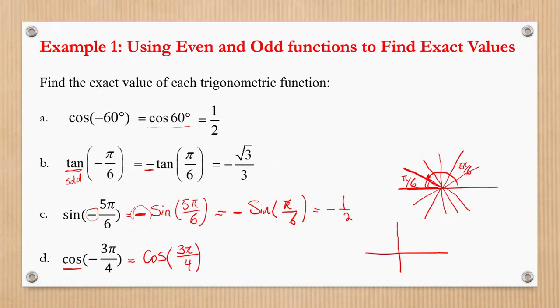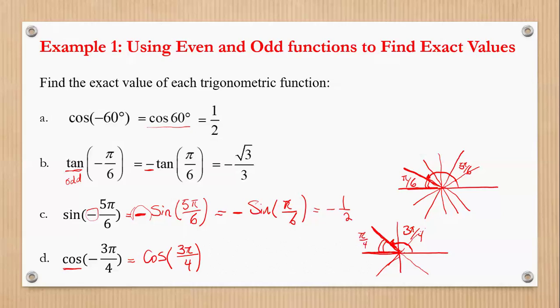Since I have pi over 4, which means 45 degrees, I can just divide each quarter by 2 to get 4 parts. And 1 pi over 4, 2 pi over 4, 3 pi over 4, and that's it here. This is the angle 3 pi over 4. Now I only need to find the reference angle, which is this angle. And this angle is pi over 4.